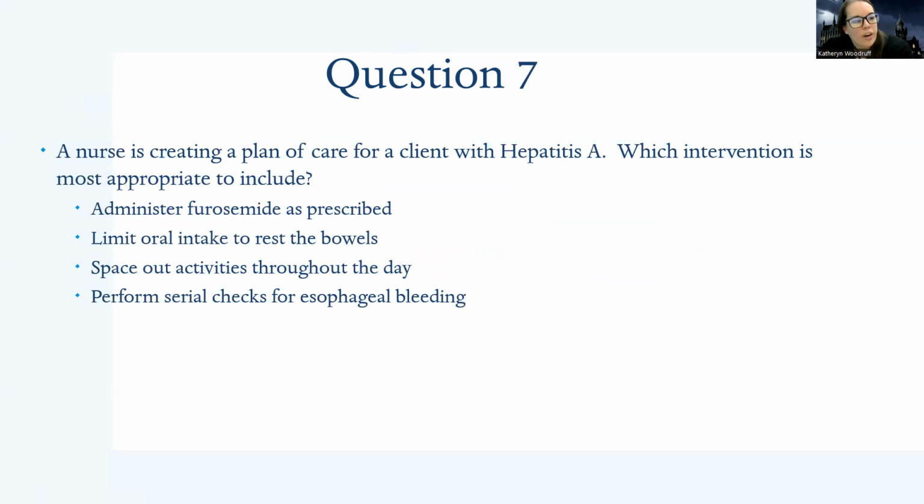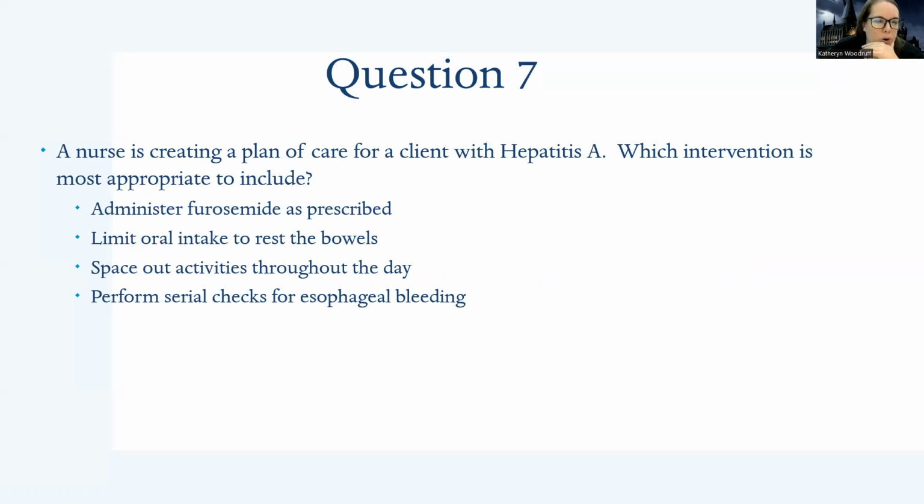So a nurse is creating a plan of care for a client with hepatitis A. Which intervention is most appropriate to include? Don't you just love how we always include this most? So all answers could be right. So let's back up. Plan of care, hepatitis A. I have to go back and remember hepatitis A. It's the fecal-oral stuff. It's stuff about food.